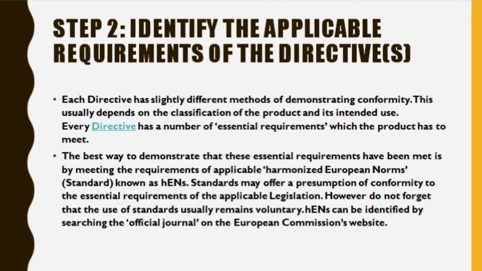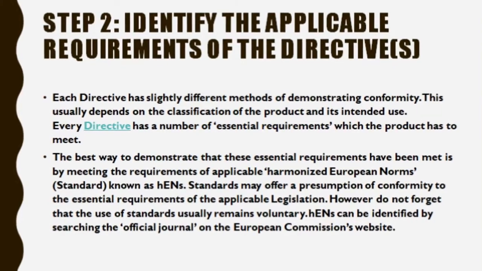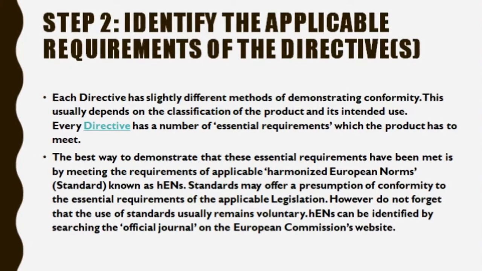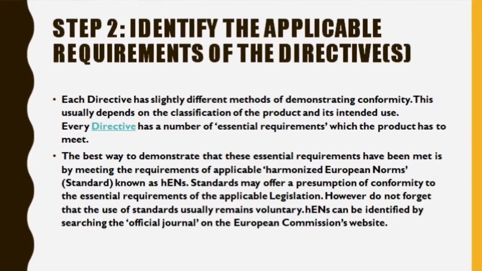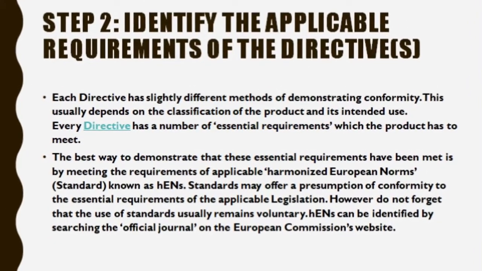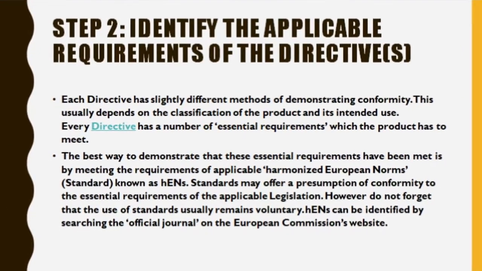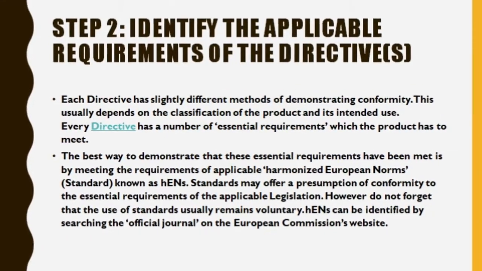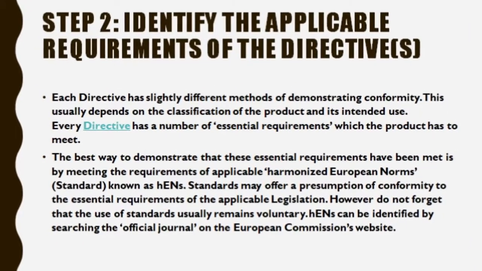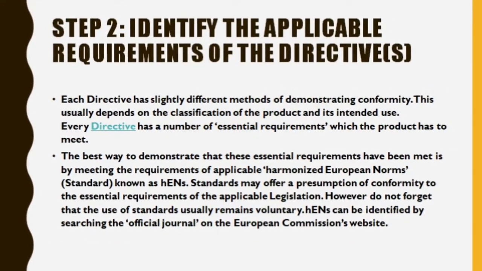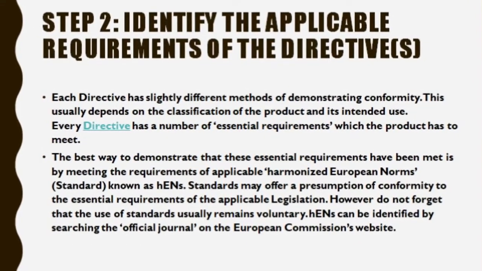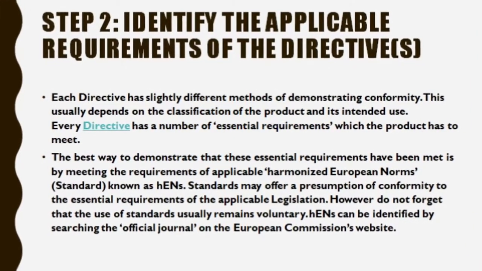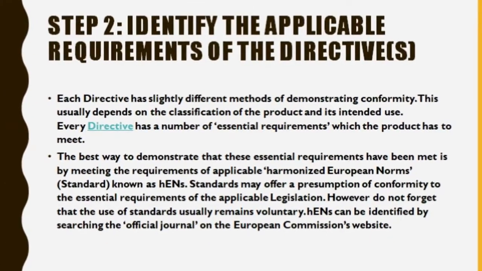Each directive has slightly different methods of demonstrating conformity. This usually depends on the classification of the product and its intended use. Every directive has a number of essential requirements which the product has to meet. The best way to demonstrate that these essential requirements have been met is by meeting the requirements of applicable harmonized European norm standards, known as HENs. Standards may offer a presumption of conformity to the essential requirements of the applicable legislation. However, do not forget that the use of standards usually remains voluntary. HENs can be identified by searching the Official Journal on the European Commission's website.